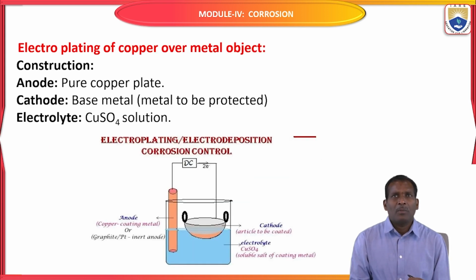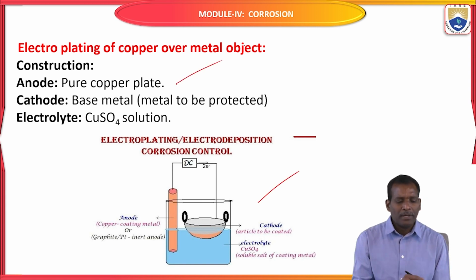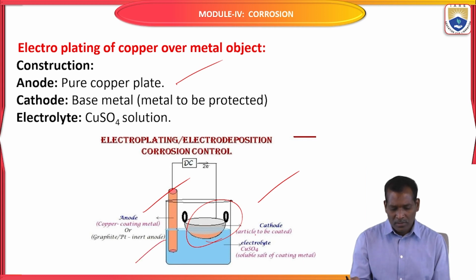Now, the electroplating of copper over a metal object. Here the construction details are shown: pure copper plate is the anode, and the cathode is the base metal, the article to be coated, the metal to be protected. The electrolyte is copper sulfate solution, CuSO4. Electroplating, or electrodeposition, for corrosion control is shown in this diagram. The copper coating metal acts as the anode, and the soluble salt of the coating metal is the electrolyte.